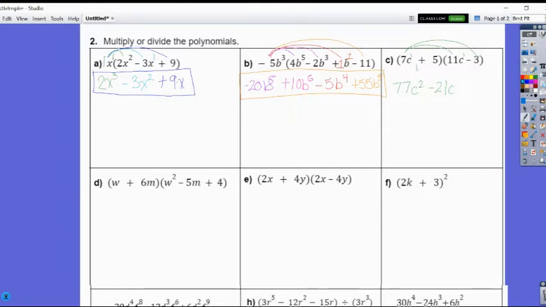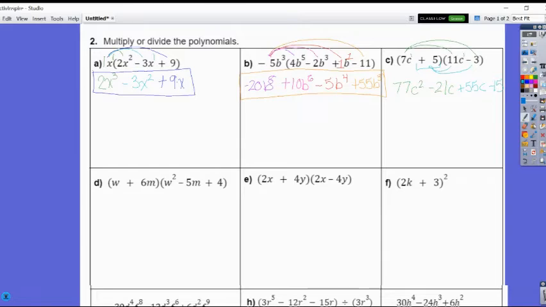Now, I've got this positive 5 term. That first set of parentheses had 2 terms. Every term in there has to multiply through the other parentheses. So we're doing positive 5 times 11c. So positive 5 times 11 for positive 55c. And then positive 5 times negative 3 makes negative 15.